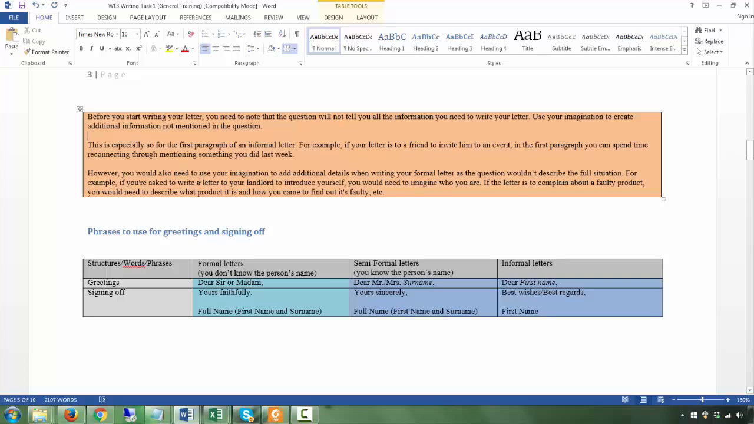However, you would also need to use your imagination to add additional details when writing your formal letter, as the question wouldn't describe the full situation. For example, if you're asked to write a letter to your landlord to introduce yourself, you will need to imagine who you are. If the letter is to complain about a faulty product, you will need to describe what product it is and how you came to find out it's faulty.